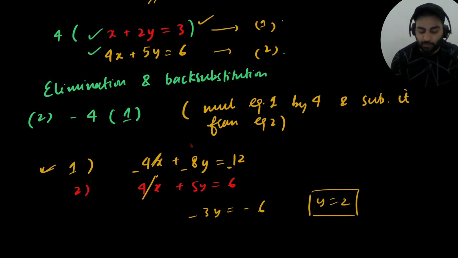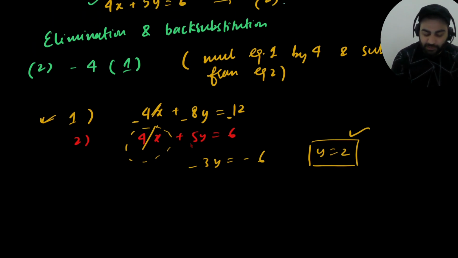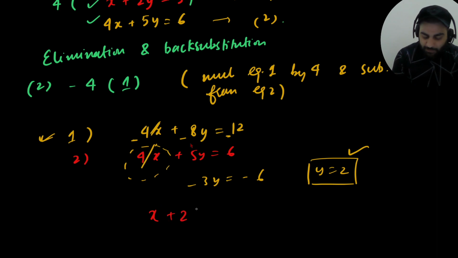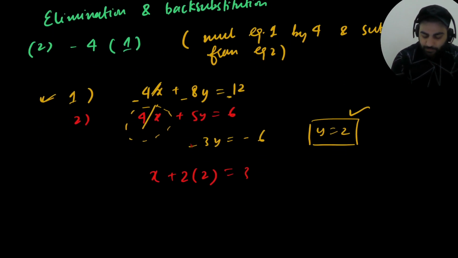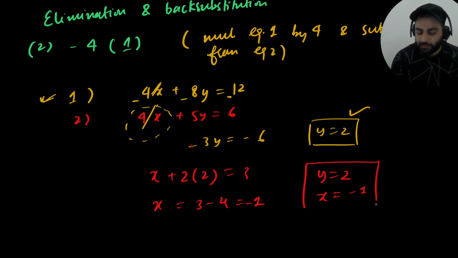So we first eliminated one variable, x, out of the equation, and after that we substitute the y value into either of the equations. Substituting in the first equation, we have x plus 2 multiplied by 2, because y's value is 2, is equal to 3. So x is equal to 3 minus 4, that's equal to minus 1. So we have y is equal to 2 and x is equal to minus 1. This is the solution of the equations.